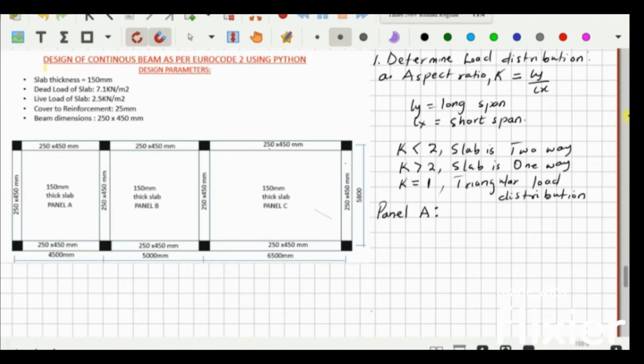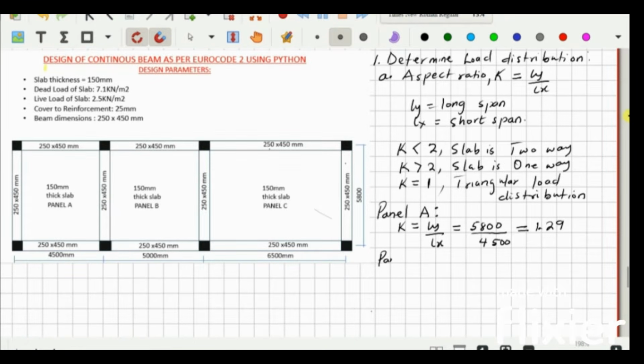So let's continue. We are going to consider panel A. The aspect ratio for panel A, K, as mentioned earlier, is Ly on Lx. Our Ly for panel A is 5,800 and the short span is 4,500. If we work this out, we'll have 1.29.